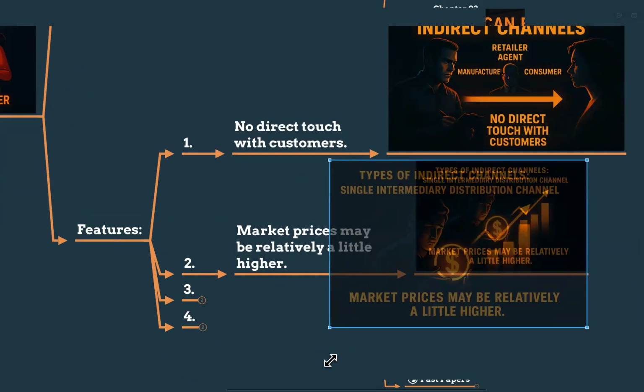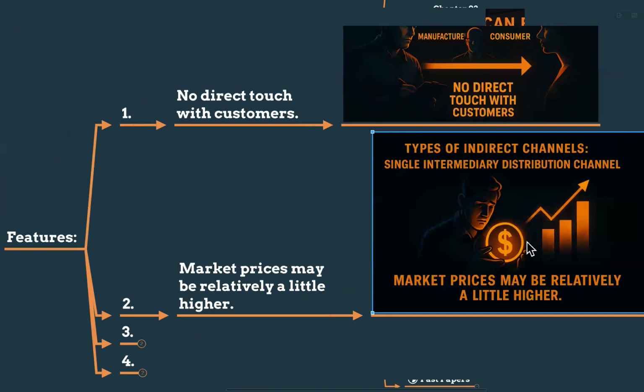Why? Because if there is an intermediary, he will add his margin, right? So a manufacturer is selling his goods to the retailers, and the retailer adds their profit margin, right? Azan is asking a question: what's the difference between retailer and agent?